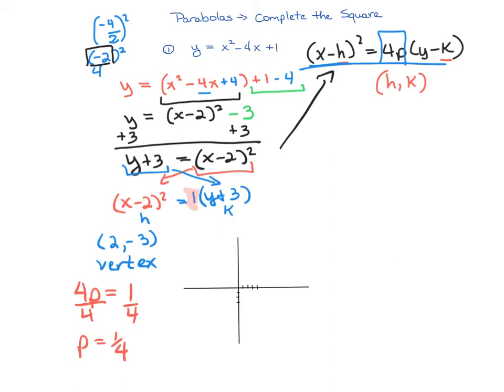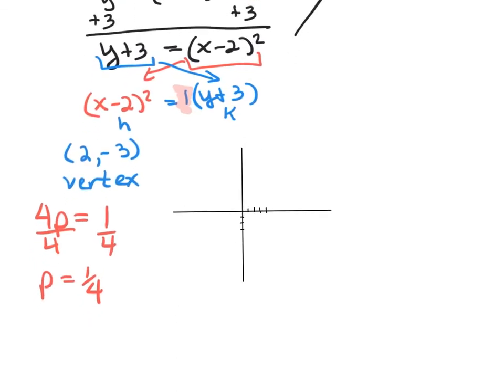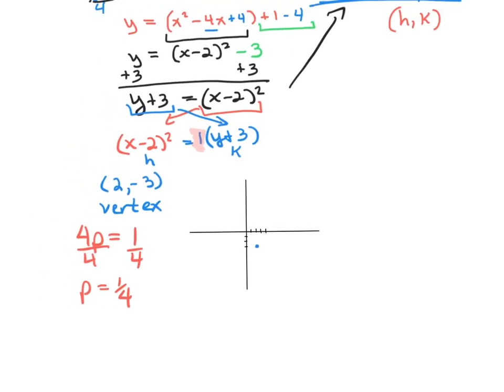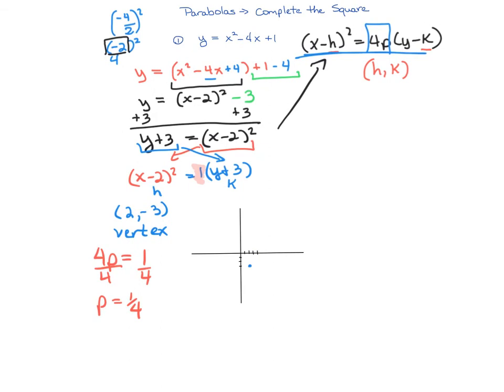Now, I need to find the focus. I need to find the directrix. And I also need to find my axis of symmetry and an additional point. So I can already go ahead and graph my vertex. It's the ordered pair positive 2, negative 3. So I'll put my vertex right here. Now I need to find an additional point.